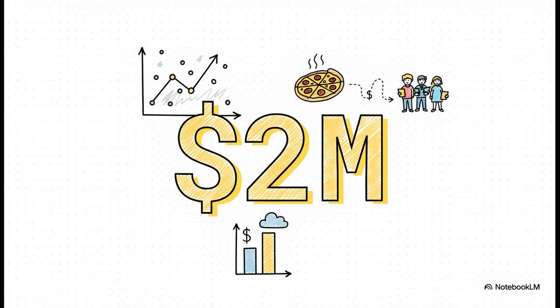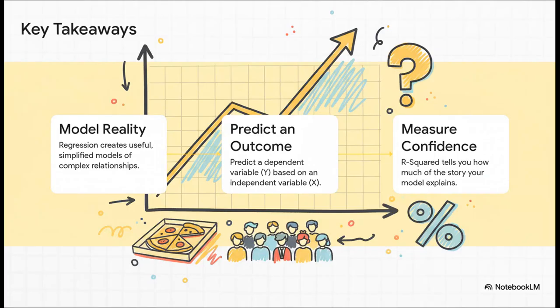This is what happens when you find that relationship that's just hiding in your data. It's not just some academic exercise. This stuff has a massive, real-world impact. So let's wrap this up with the key takeaways. First, we learned that models are just useful simplifications. They're like a subway map for our data.